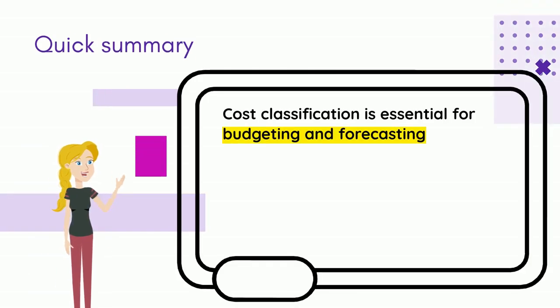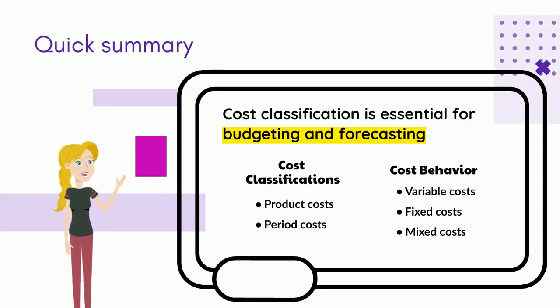Understanding cost behavior is important for budgeting and forecasting, as it helps businesses plan for changes in production levels and their impact on costs.